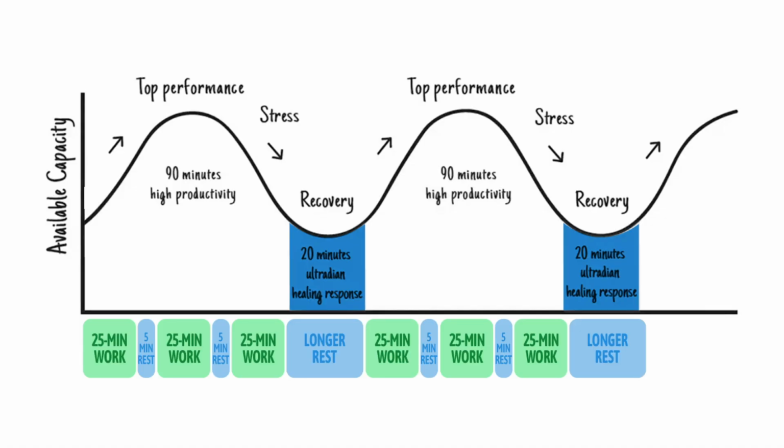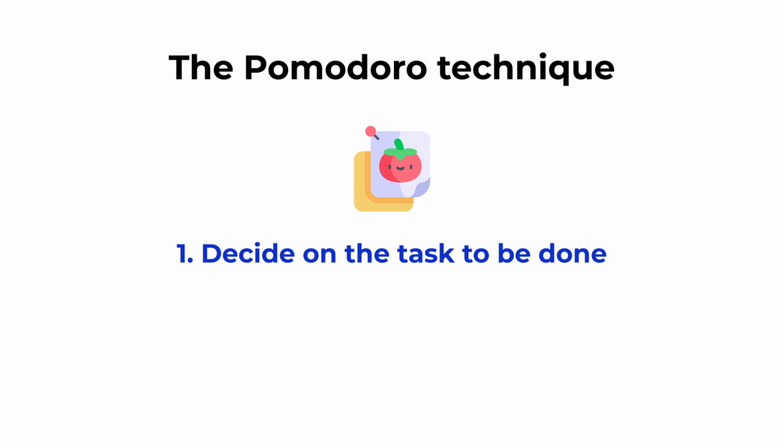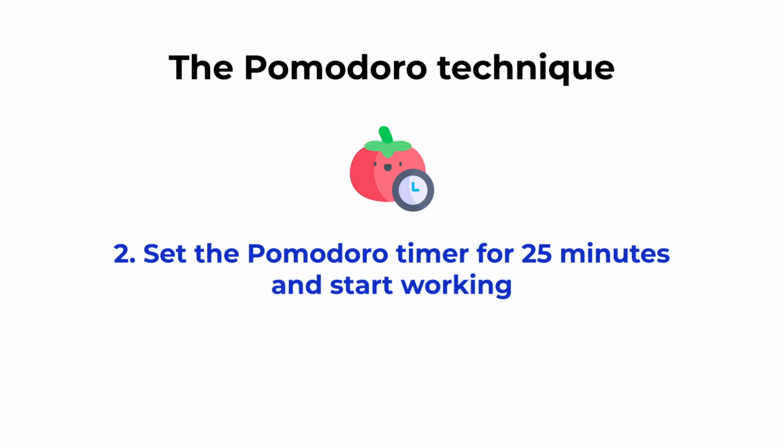Does that ring a bell? Does that sound familiar? That's right, the Pomodoro approach matches almost exactly the natural ultradian cycle timeline. And if you want to try it for yourself, you can do that with those 4 simple steps. Number 1, decide on the tasks to be done. Number 2, set the Pomodoro timer, typically for 25 minutes, and work on the task.